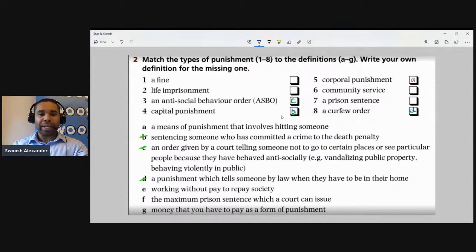Okay, working without pay to repay society. This would be community service. So you have to do service to the community. You don't get paid for it. This is a form of punishment in many countries.